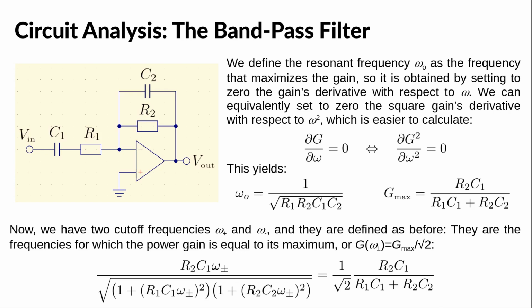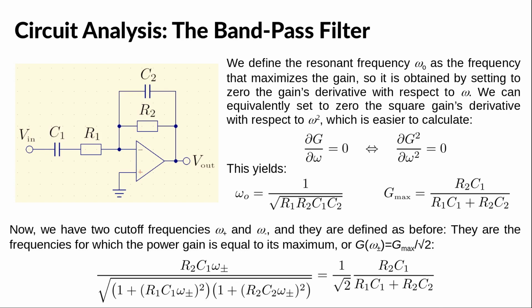The difference now is that we can define the resonant frequency as the frequency that maximizes the gain. As you should know, finding the maximum of the gain is determined by calculating the derivative with respect to omega and setting it to 0. This is certainly doable, but the calculation is much simpler if we realize that we can as well calculate the derivative of G squared with respect to omega squared.